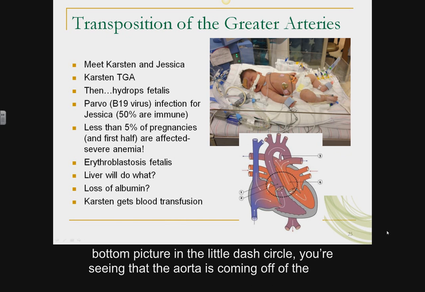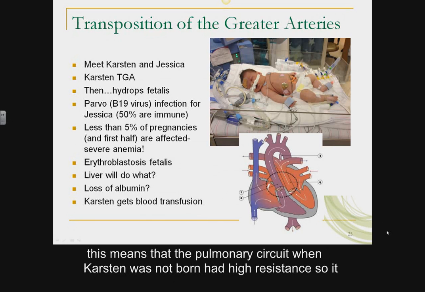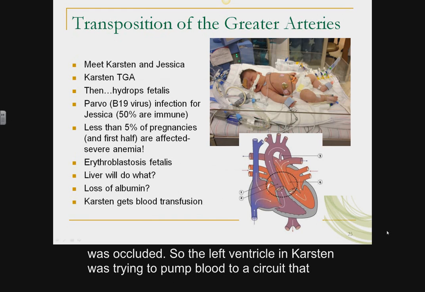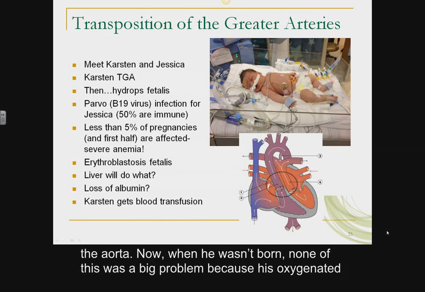If you look at that bottom picture in the little dashed circle, you're seeing that the aorta is coming off of the right ventricle and the pulmonary trunk is coming off of the left ventricle. Now, this means that the pulmonary circuit, when Karsten was not born, had high resistance, so it was occluded. Now, the left ventricle in Karsten was trying to pump blood to a circuit that had high resistance. Some of that blood was shifted from the ductus arteriosus into the aorta.